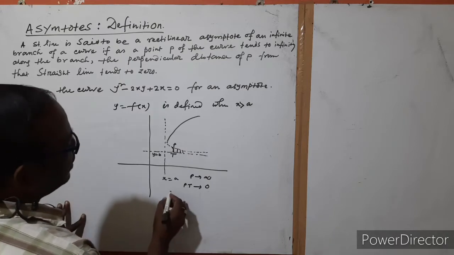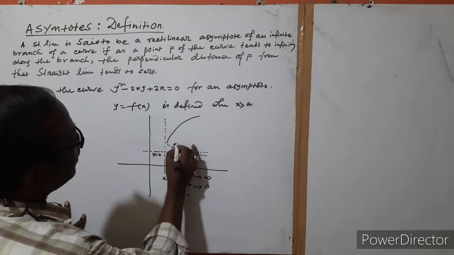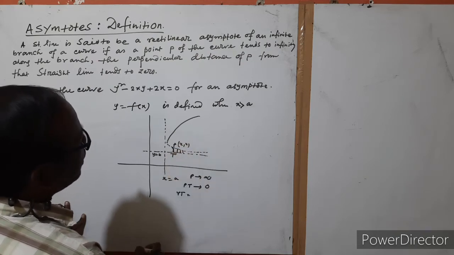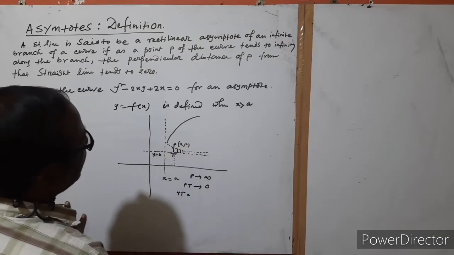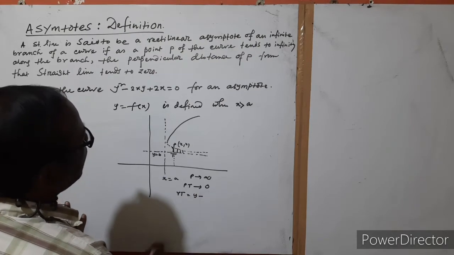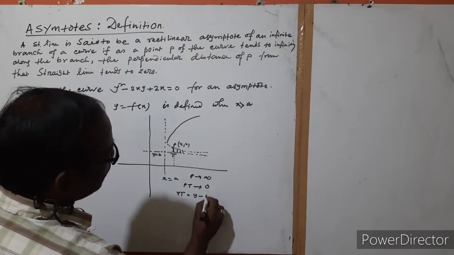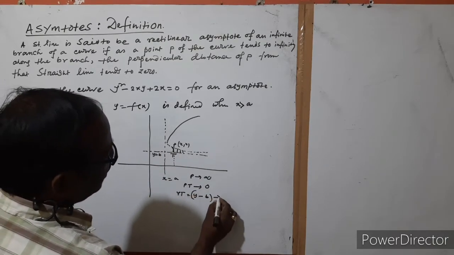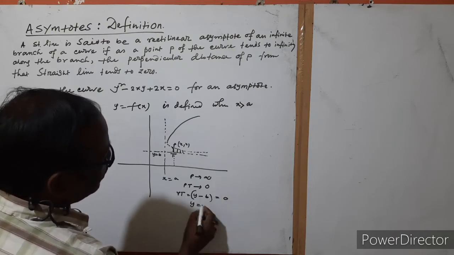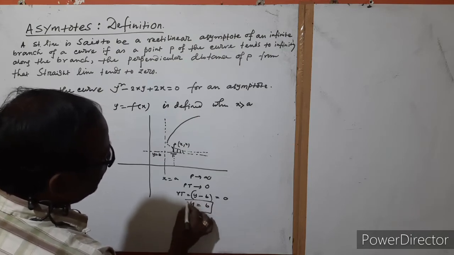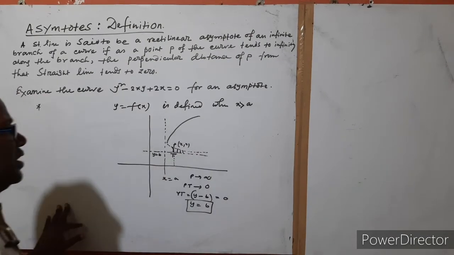This line, then PT. The point P here is xy, okay. So this length is y, and this height is b, so PT is y minus b, and this tends to 0, then y equal to b is the asymptote under this condition.